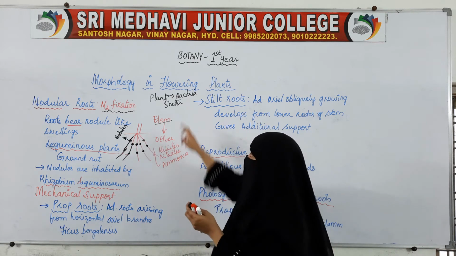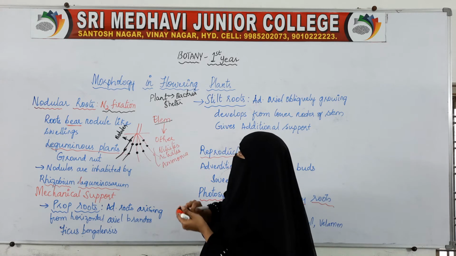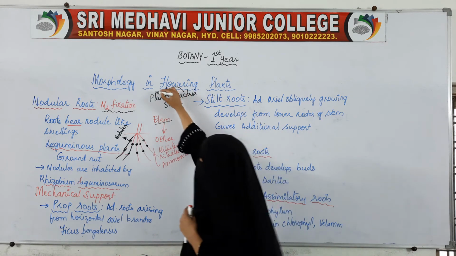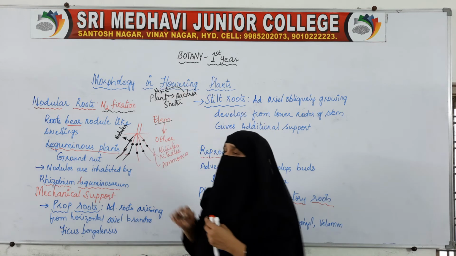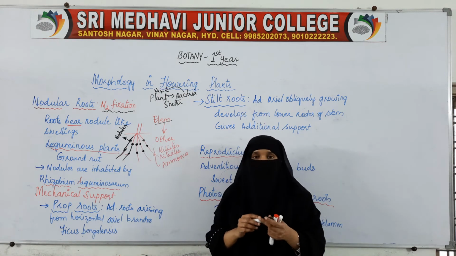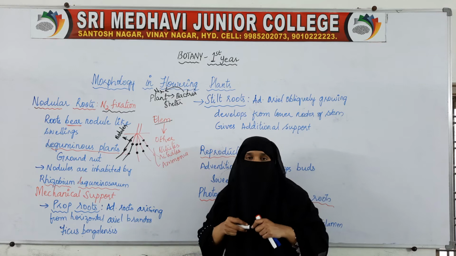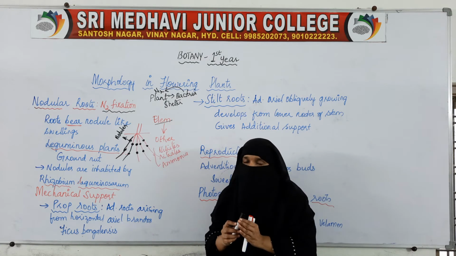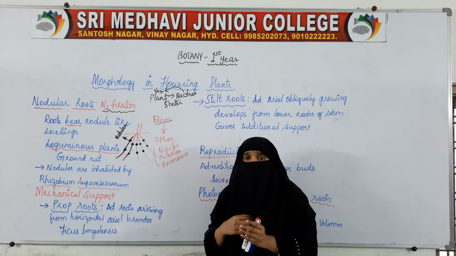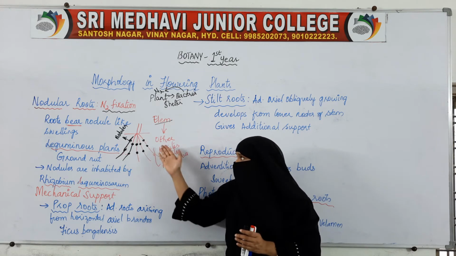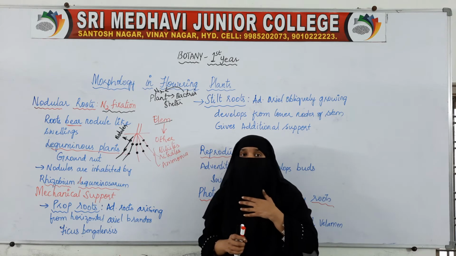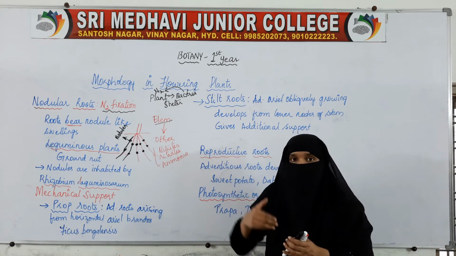So now the plant is giving shelter to bacteria. Bacteria is giving nitrogen to the plant. Both of them are getting mutually benefited. How is the plant getting benefited? It is getting the nitrogen in the suitable form for it to use.